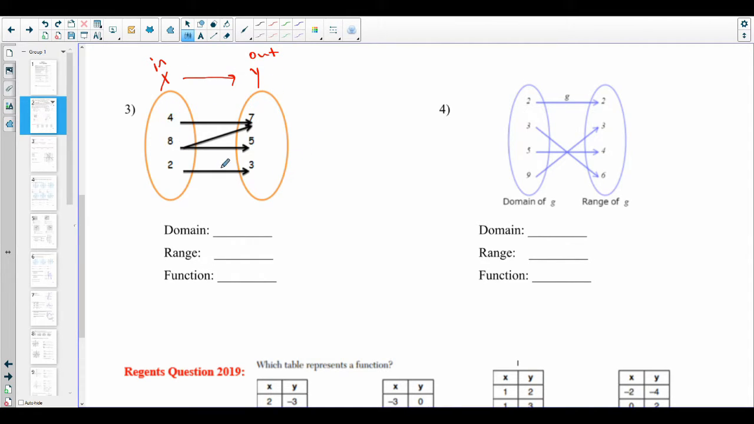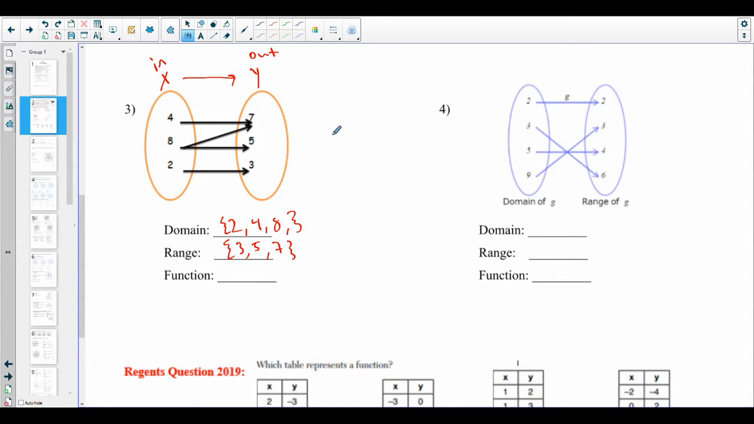So our domain is everything on the left. And we're going to write it in order this time, because that's normally how we do it. 2, 4, 8. Okay, our range is on the right, and I'm going to write it in order. Again, because we typically write our sets in order. You don't have to, but it looks nicer that way.